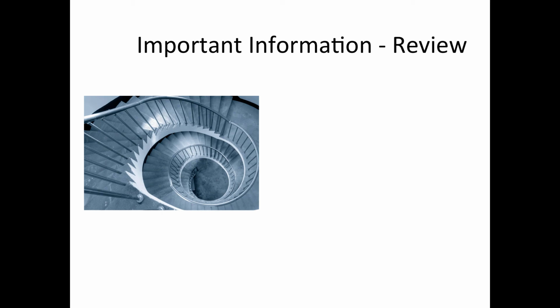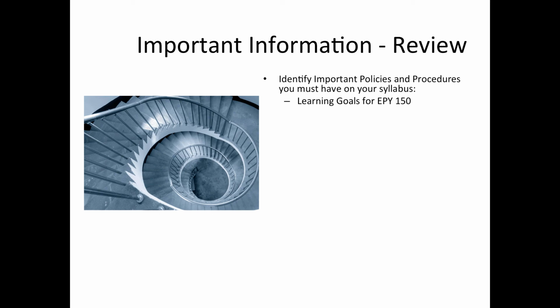So, this is a really short one, I just wanted to go over a couple of things. Just make sure on your syllabus that you have the learning goals for EPY 150. You need to have a clear grading system. Last year, there was an adjunct who had no grading system, which was totally bad. So don't be that person. You need a grading system. The more explicit you are, the better. You need to have a disability statement. And you need to have the contact information for the Division Director of Liberal Arts.